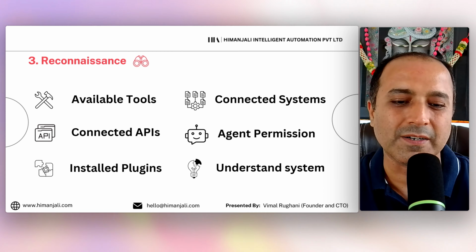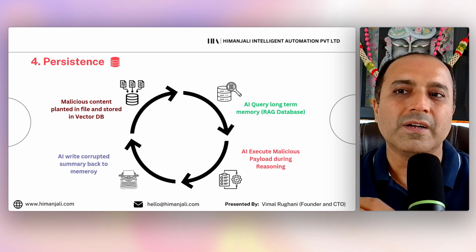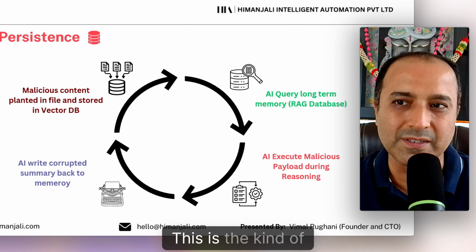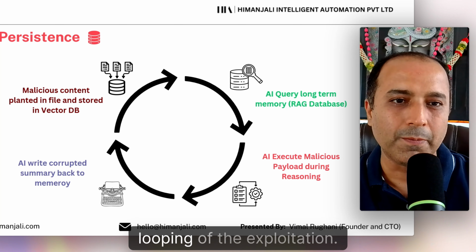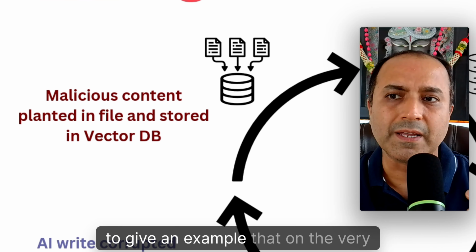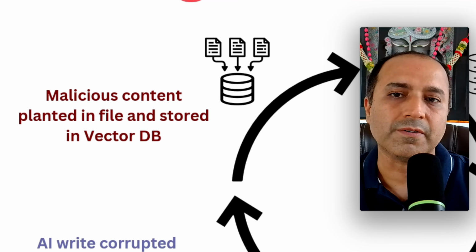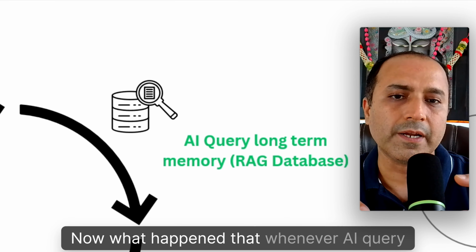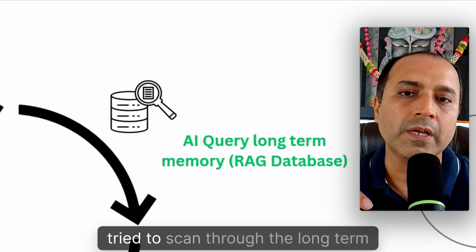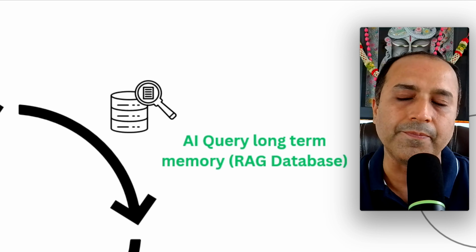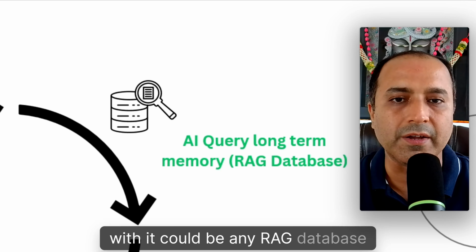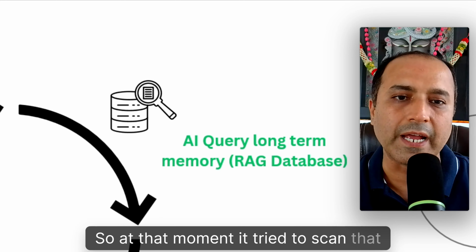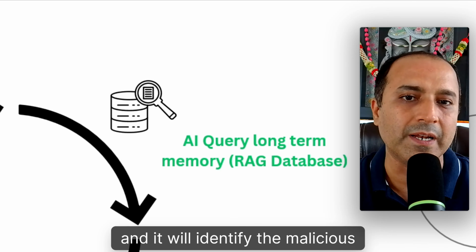So this is the third step. The fourth step is very important and interesting. This is the looping of the exploitation. To give an example, in the very first stage, malicious content was planted inside the RAG system. Now, whenever an AI query tries to scan through the long-term memory, which could be any RAG database or any file, at that moment it scans that and will identify the malicious content.